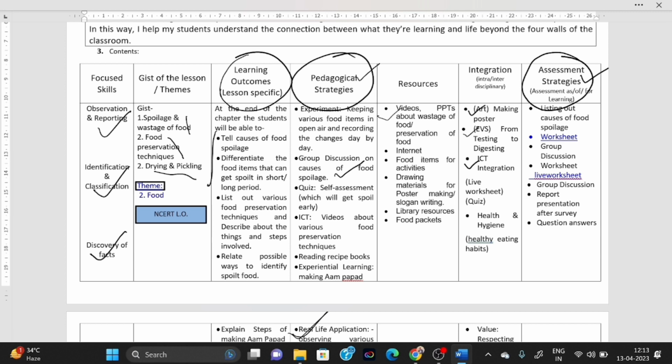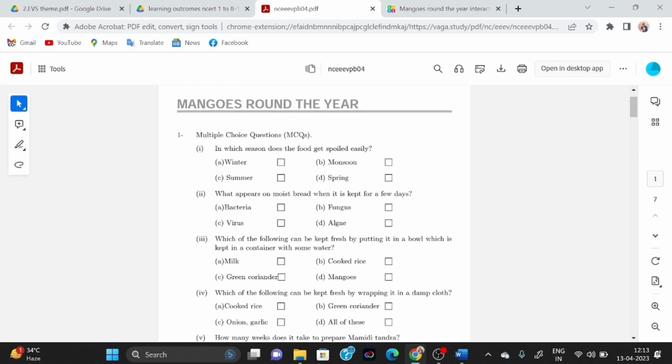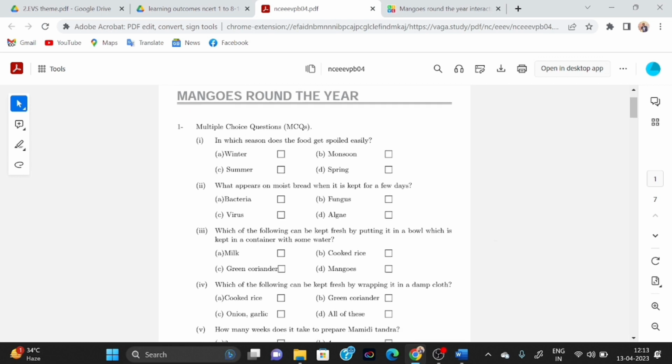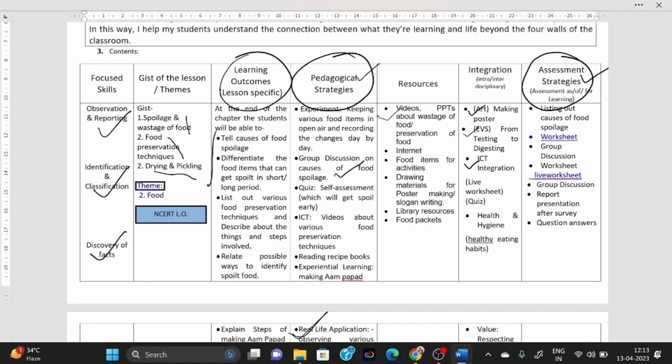Then the assessment strategy: listing out the causes of food spoilage. Then a worksheet is there. Let us see this worksheet. You can assign it to the students and they can assess themselves, and we can also take class tests. Then group discussion on various topics like spoilage and wastage of food, its causes, and various food preservation techniques.